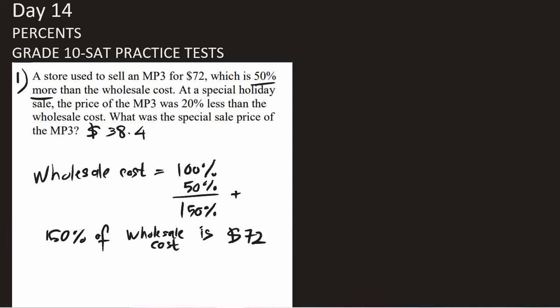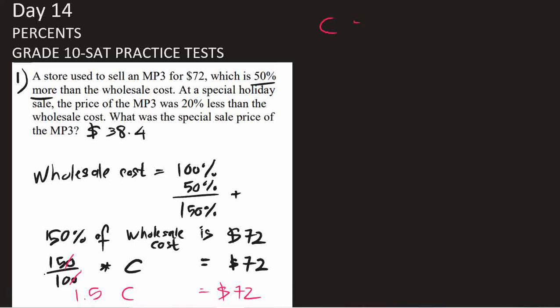Now, what is 150%? 150 over 100 times the cost, written as C, equals 72. We can simplify this into 1.5 times C equals 72, then we can get the wholesale cost, which is equal to $48.